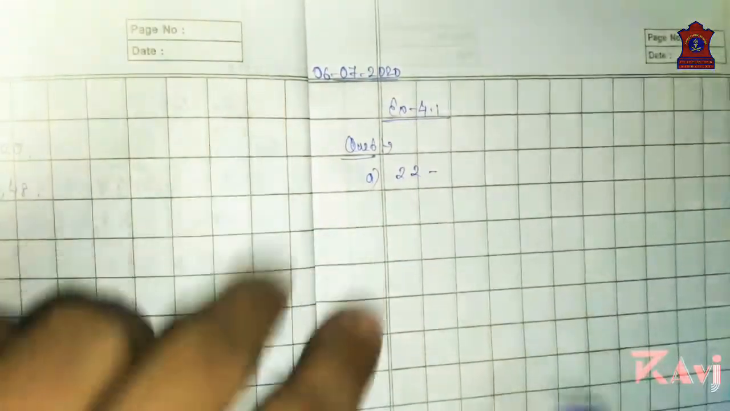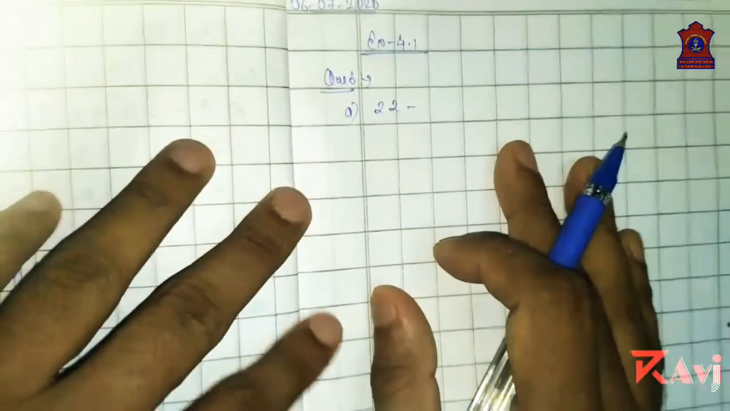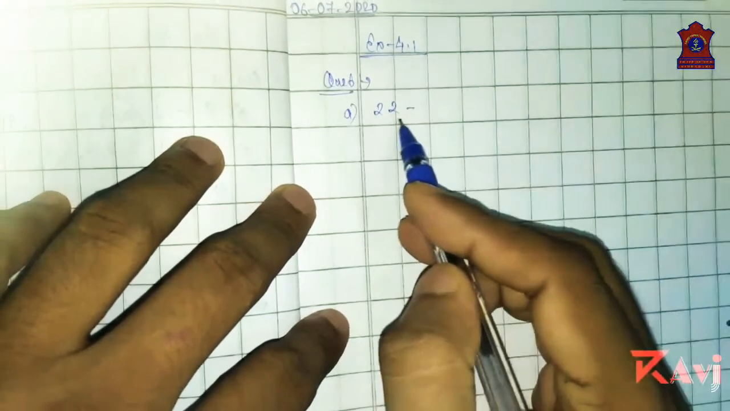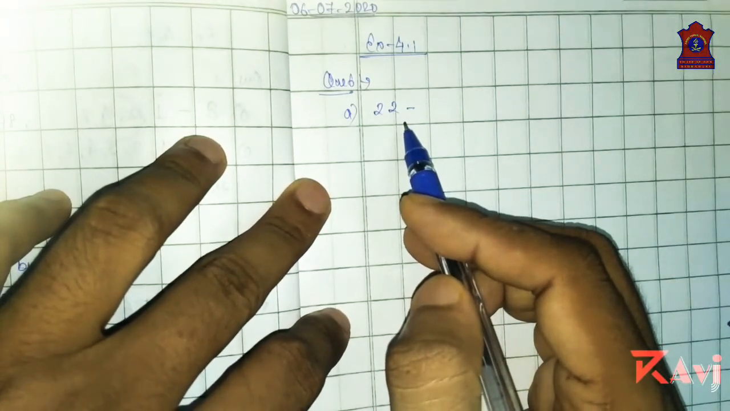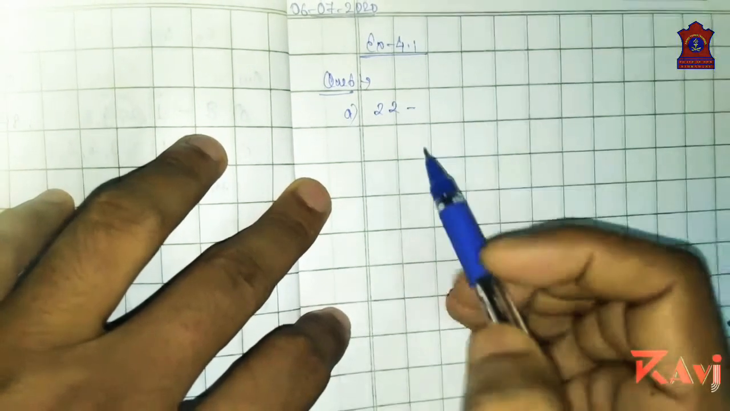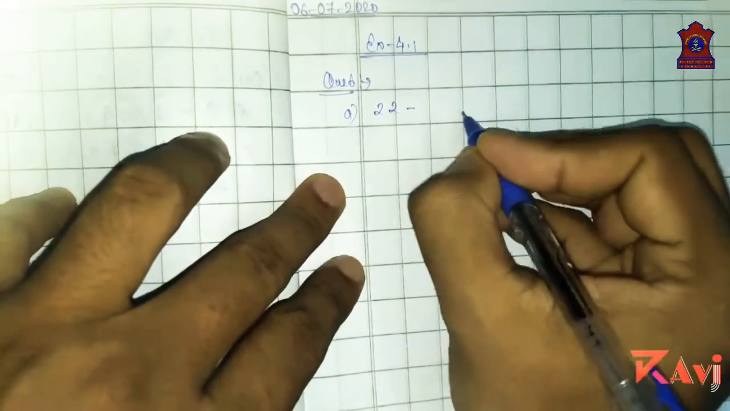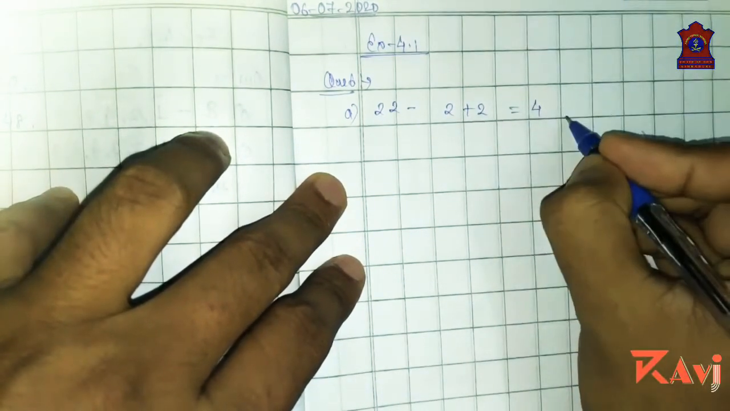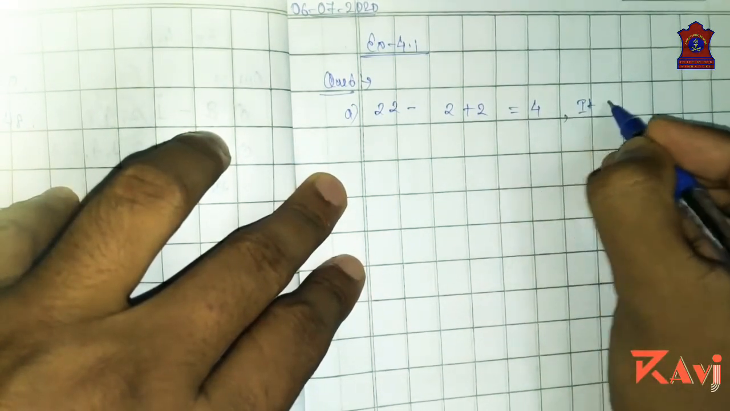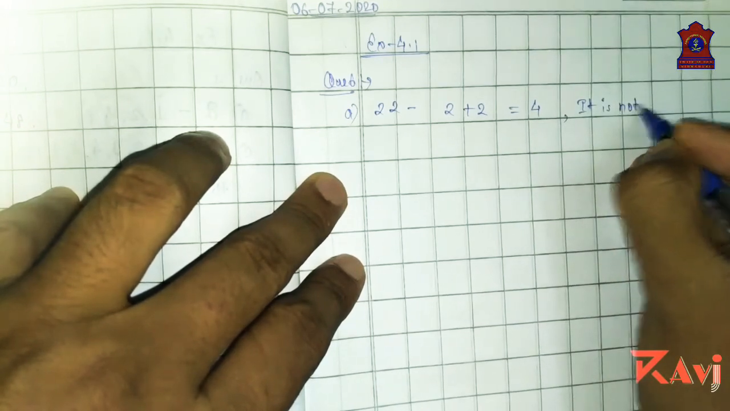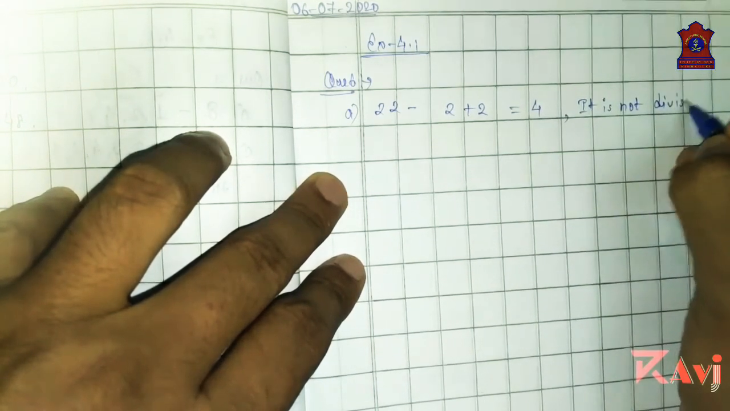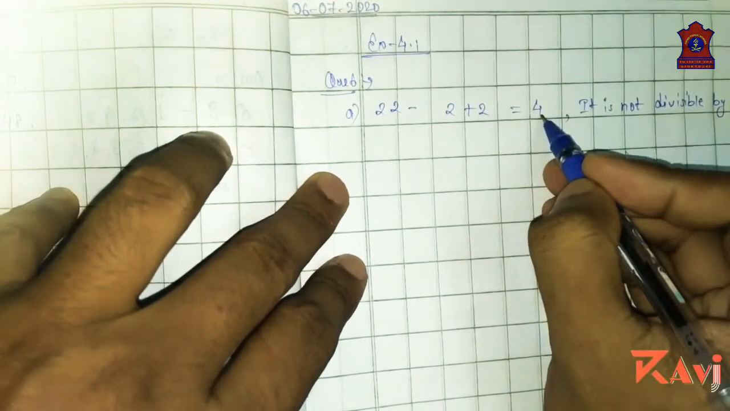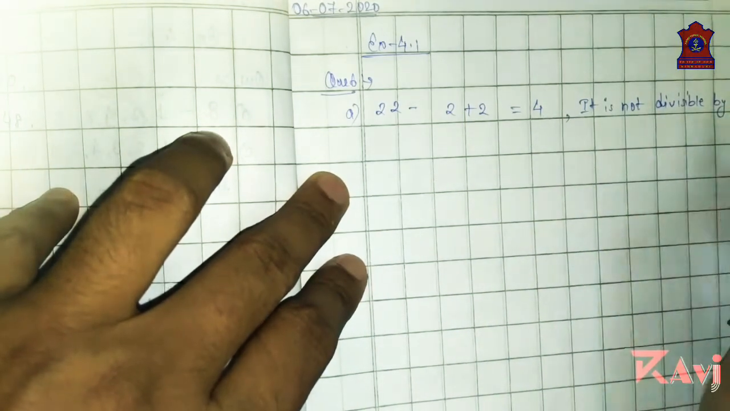So 22. To check the divisibility of 3, what you need to do? You have to add all the digits of the given number and check whether the sum is divisible by 3 or not. So here it is 2 plus 2 equals 4. You can write it is not divisible by 3, as 4 is not divisible by 3.